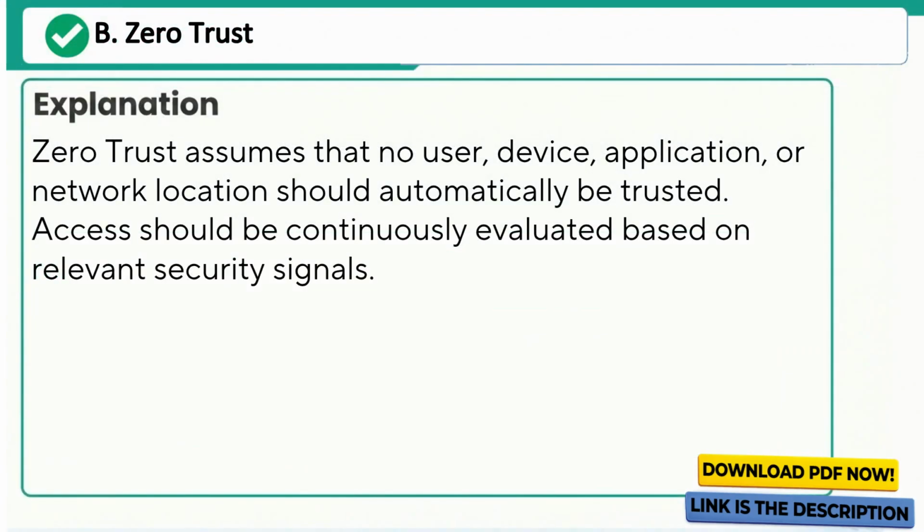Correct answer, B, zero trust. Explanation. Zero trust assumes that no user, device, application, or network location should automatically be trusted. Access should be continuously evaluated based on relevant security signals.